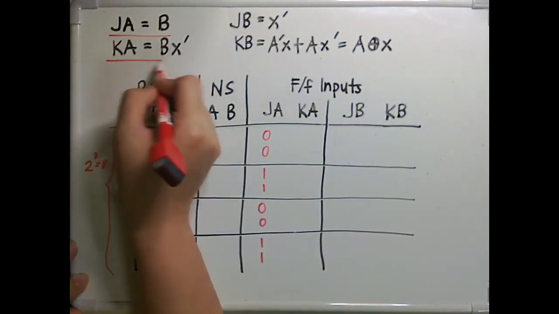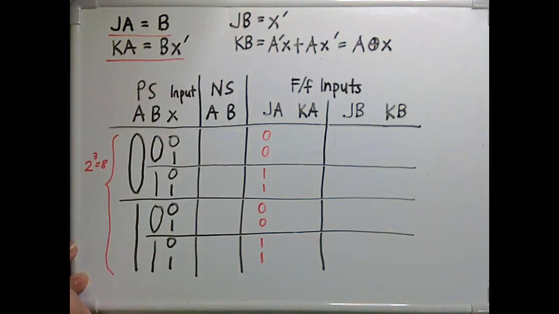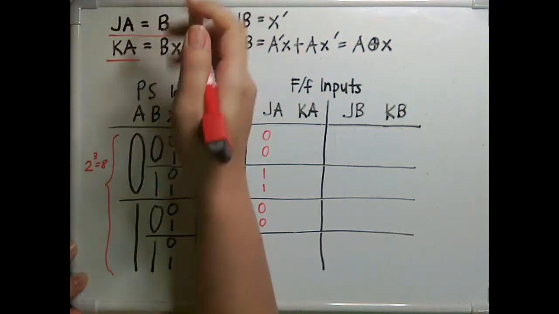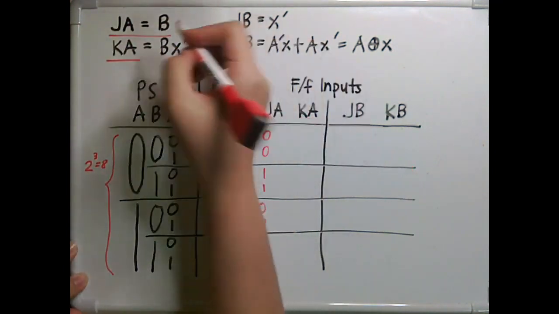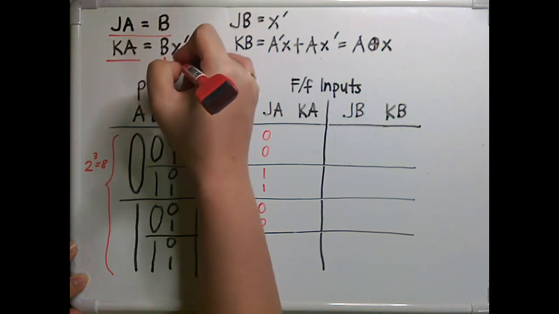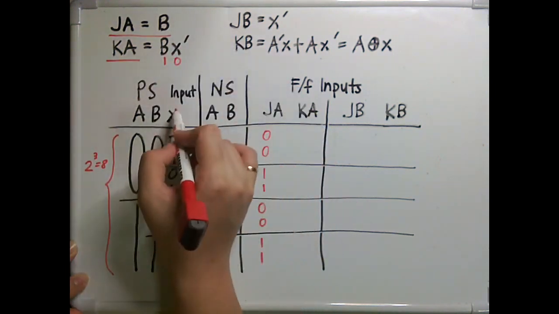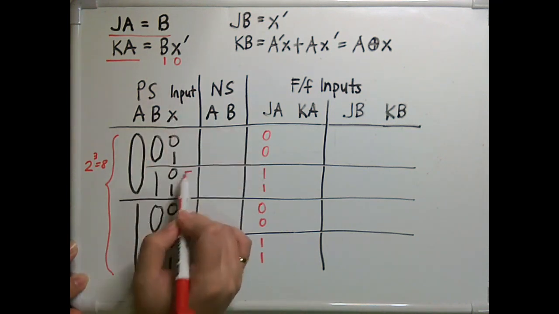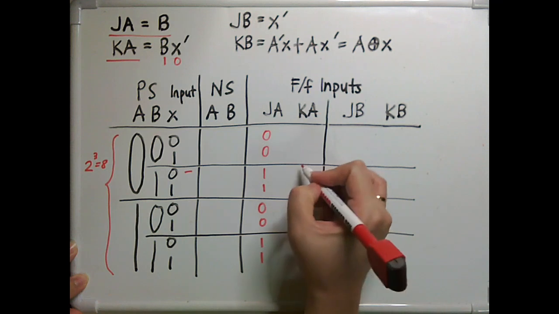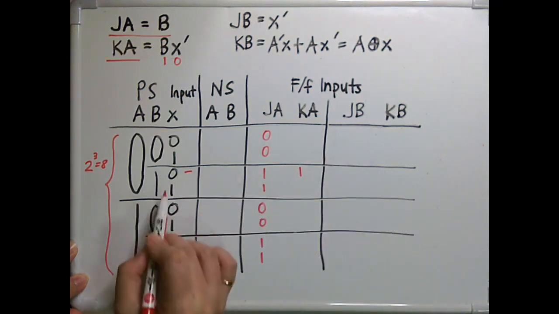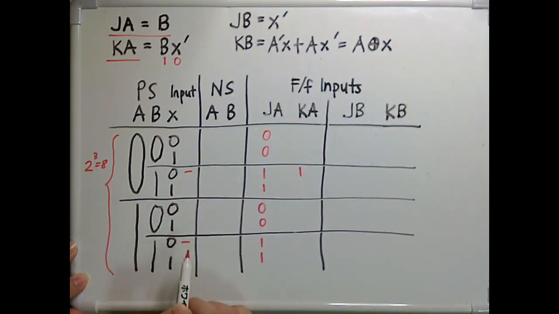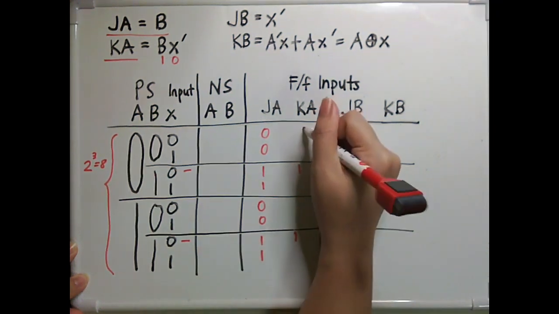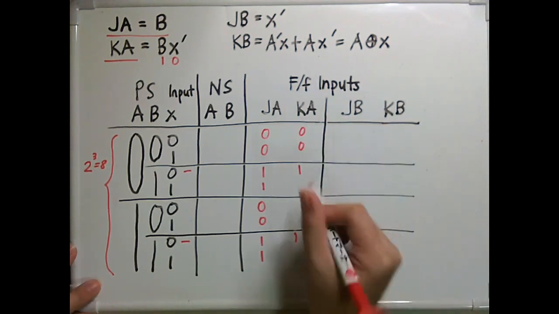Next, KA. This is equal to BX prime. We can use the sum of minterms notation. B is 1 and X is 0, so we find the BX combination that is 1 and 0. We have this one part, 1, 0, which means this is a 1. And we have another one here. And the rest are now zeros.